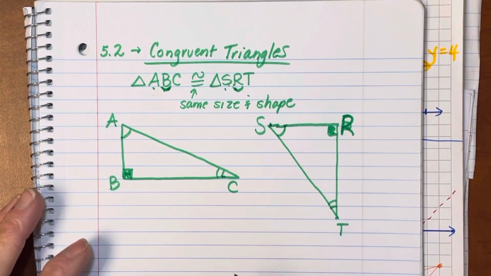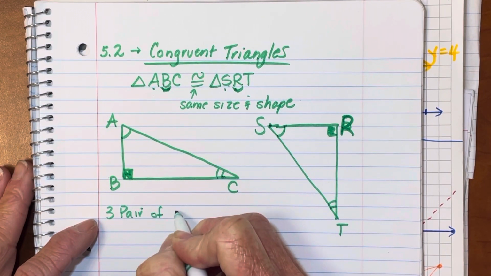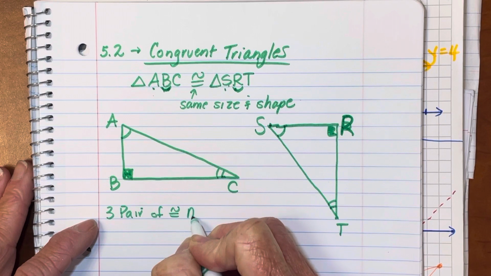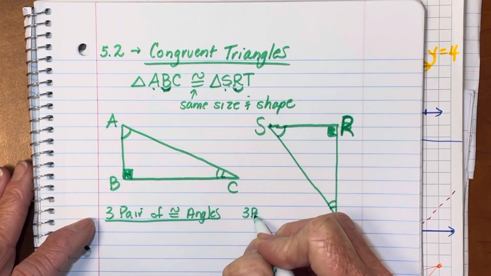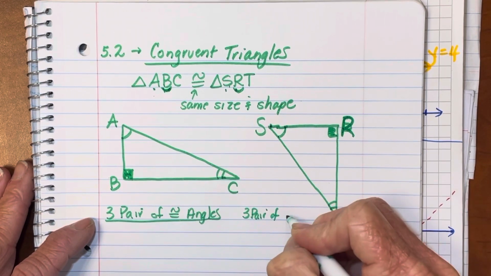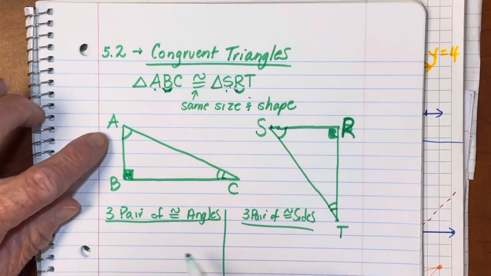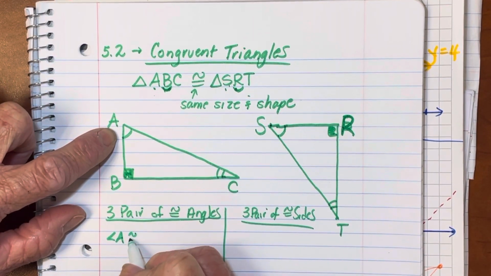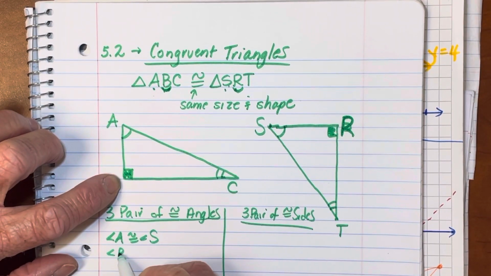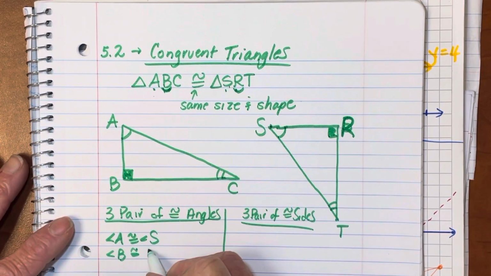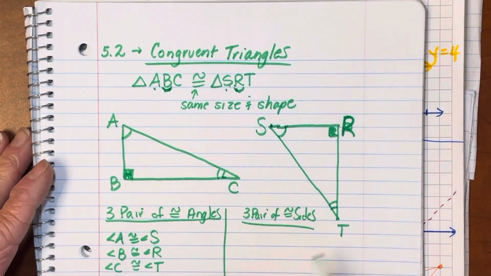You match up the parts. We have 3 pair of congruent angles, and we have 3 pair of congruent sides. Okay, the 3 pair of angles: angle A is congruent to angle S. Angle B, the right angle, is congruent to angle R. And angle C is congruent to angle T.